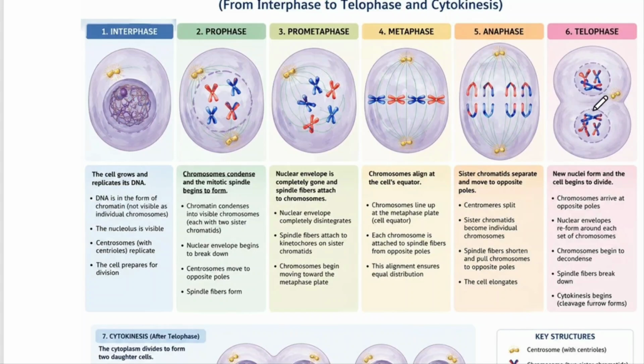In telophase, the chromosomes reach opposite poles. They begin to decondense back into chromatin, which means the cell returns to its initial state, and each daughter cell contains 46 chromosomes, and a new nuclear envelope is formed around each group of chromosomes, creating two new nuclei.